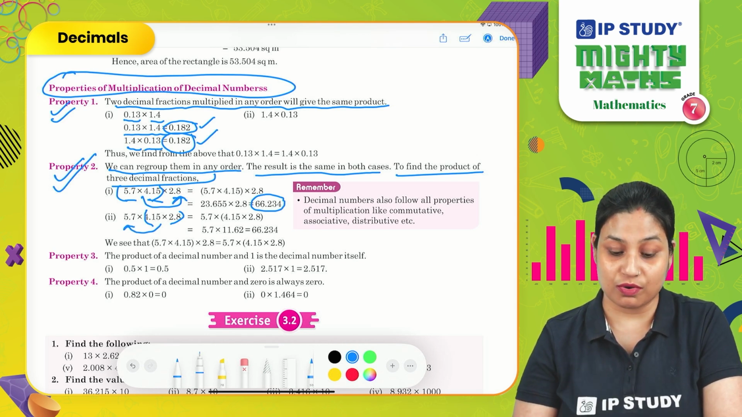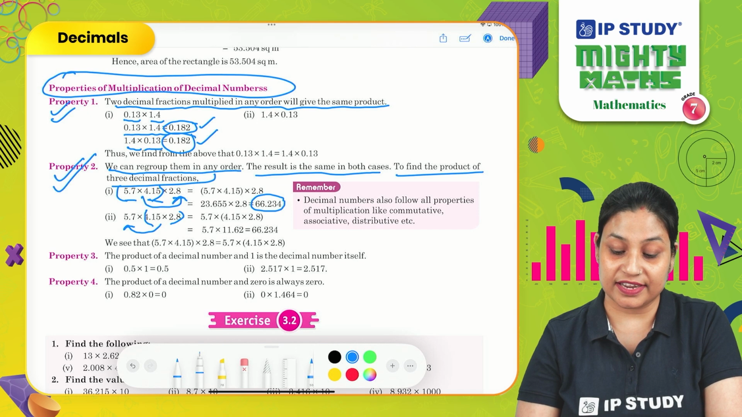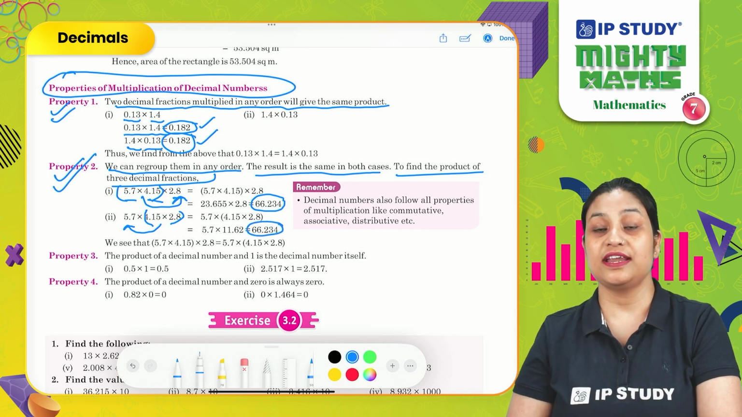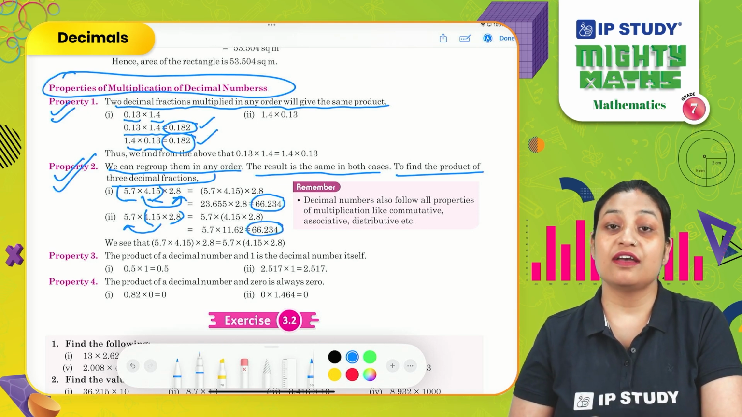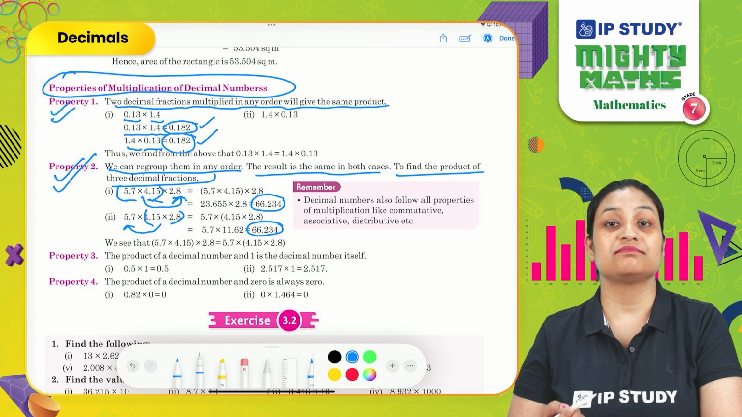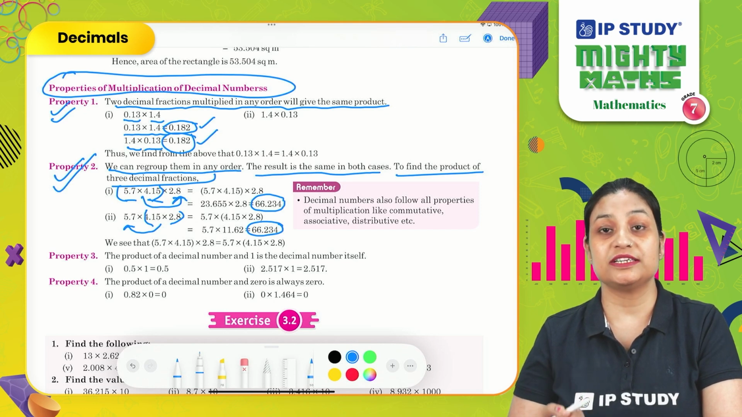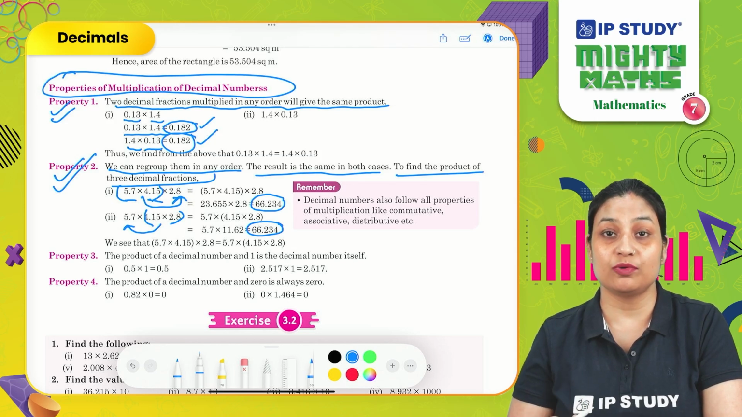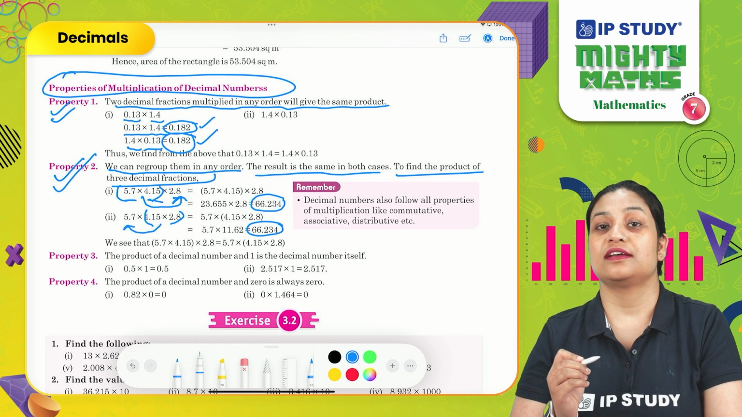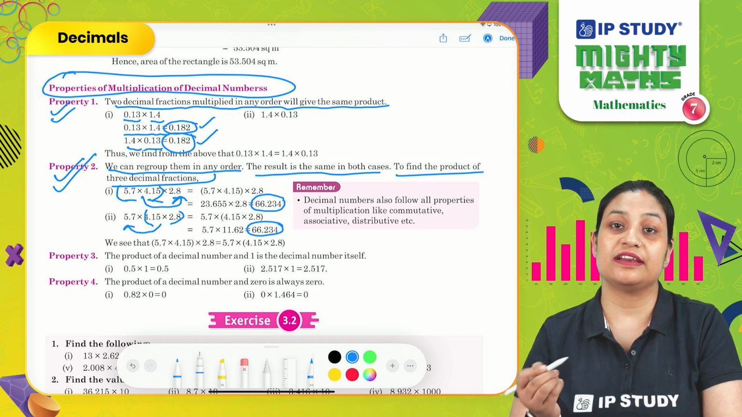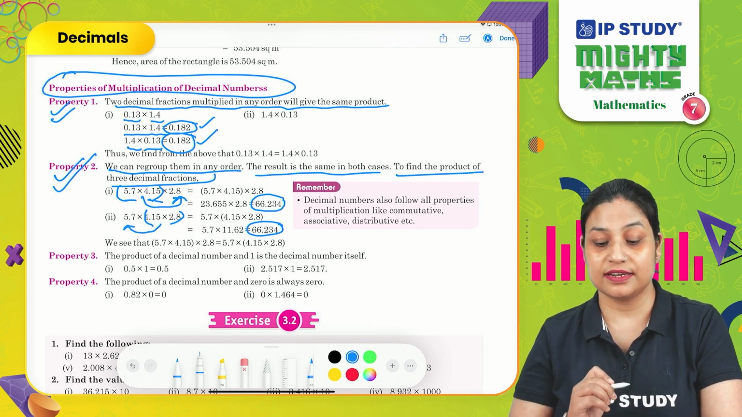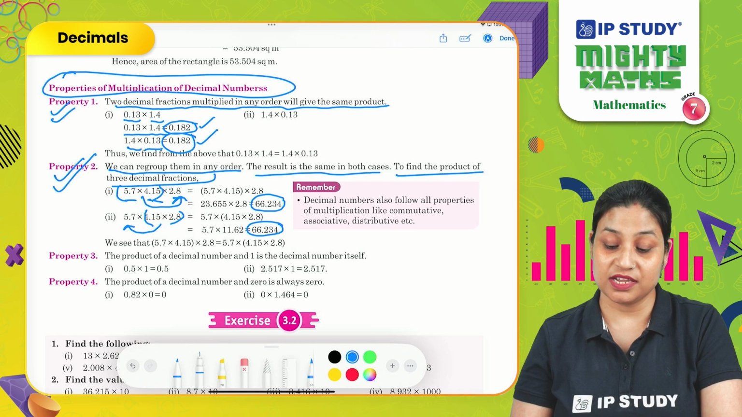If I do so, I will get the same result again, right? So this implies that whenever you are multiplying three decimal numbers and you are regrouping, in that scenario, if you change the regrouping, it won't affect your result, which means the multiplication of decimal numbers is associative, right? I hope you have understood these properties.